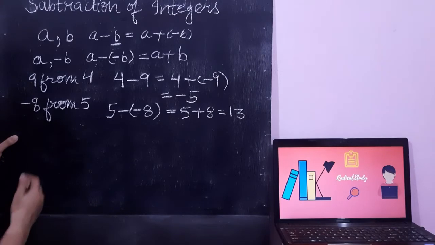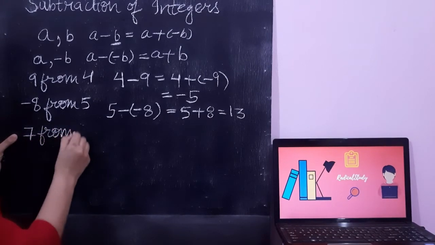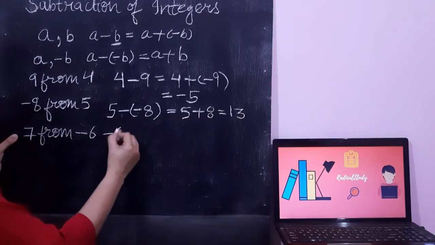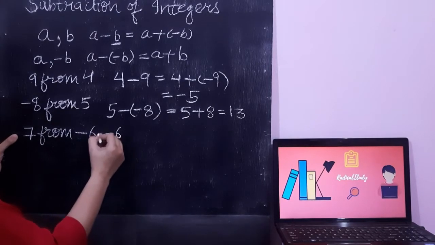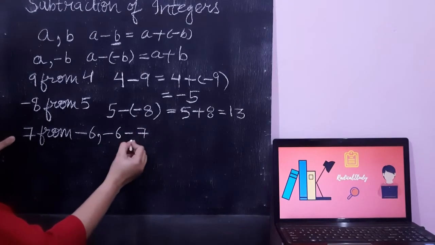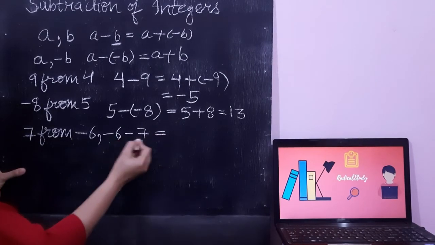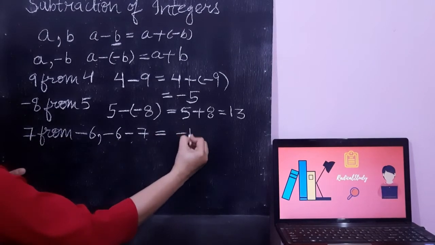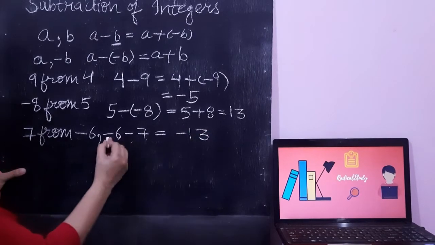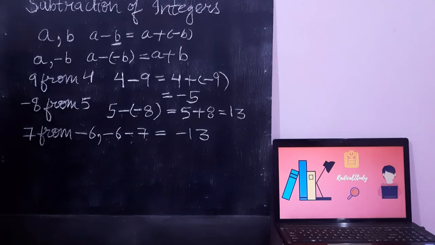Okay, one more example. We have to subtract 7 from minus 6. So minus 6 will be written first. Minus 6 minus 7. As I told you, if there are two negative integers or two positive integers, you have to add them and give the sign of negative. So 6 plus 7 is 13, but the sign will be negative as both the integers have a negative sign. So this is how we add integers.